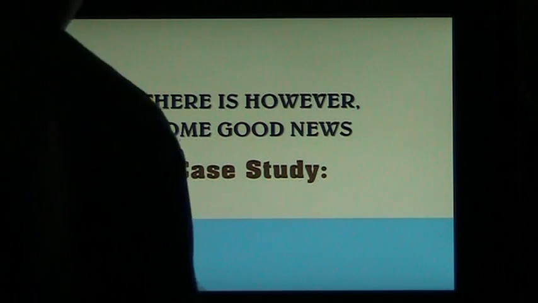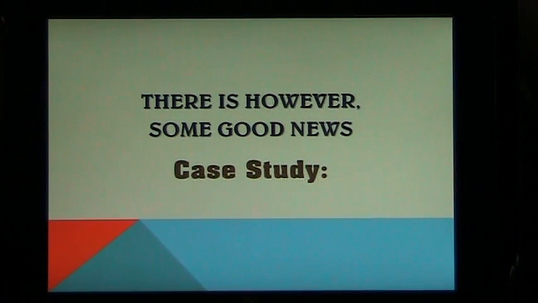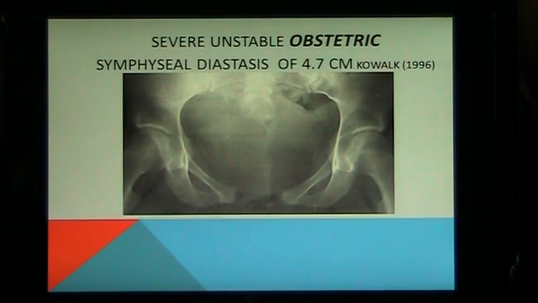So there is some good news. Let's talk about a case study. This was a wonderful study. This is a case of severe obstetric symphyseal diastasis. Brilliant, very encouraging paper. I mean, if you look at this, it just looks frightening.